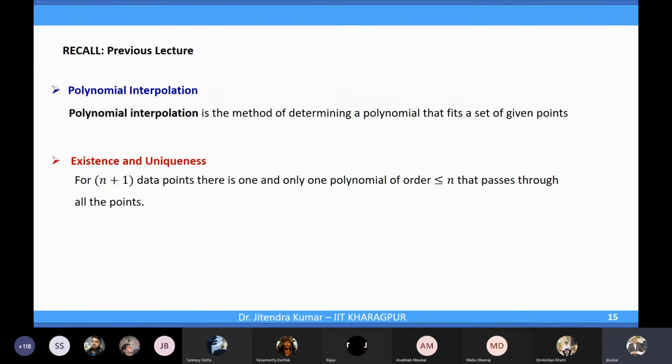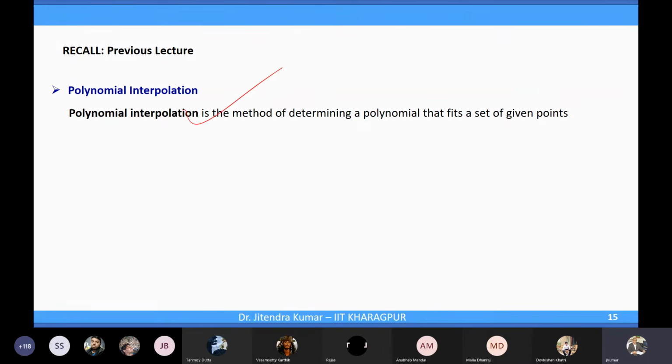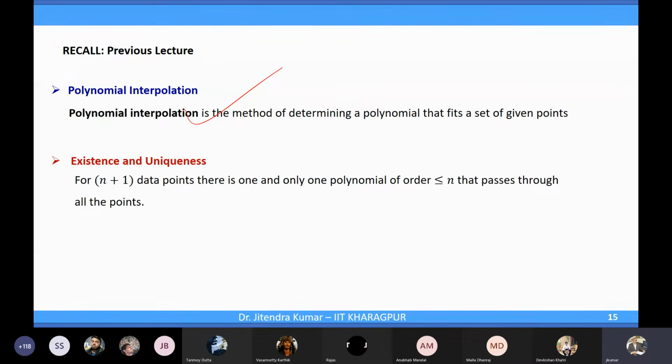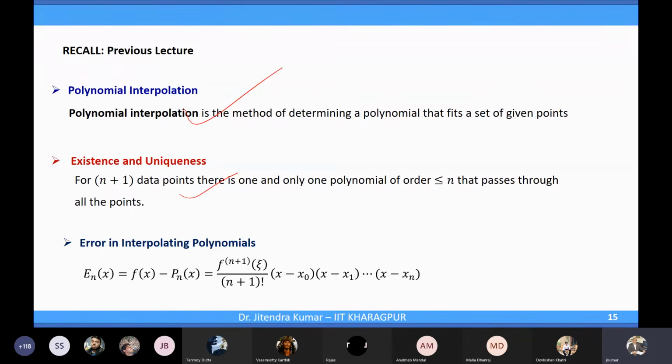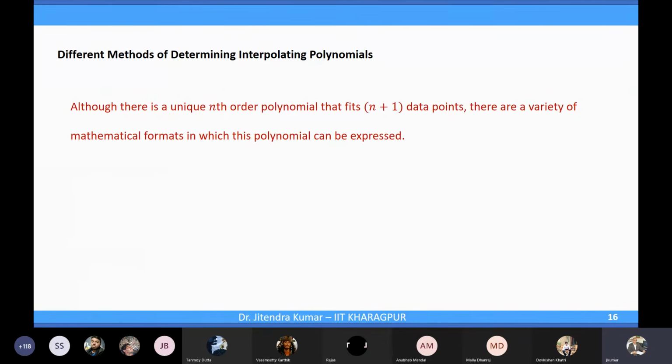In the previous lecture, we saw what the interpolating polynomial is, and the existence and uniqueness part. We have seen that there is one and only one polynomial of degree less than or equal to n which passes through n+1 data points. You also have to remember that the error in the interpolating polynomial is given by such an expression. With this, we now move to the different methods of interpolating polynomial, and these are Newton's forward and backward.